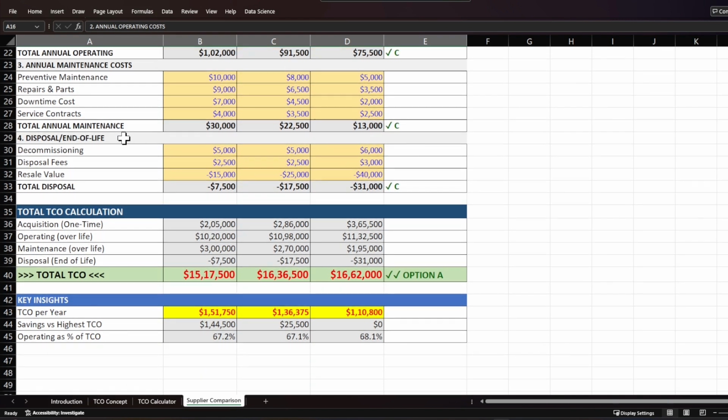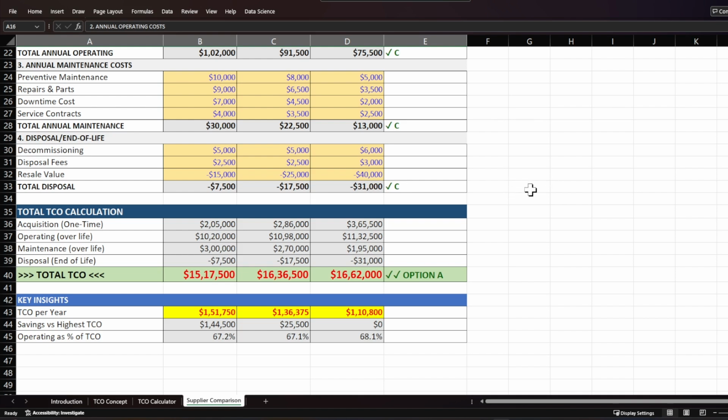Then disposal and end of life. Again, because the premium supplier is giving a quality product, it will have a higher resale value, but the disposal fee might be larger as well. Even the decommissioning fee will be higher. But still, because of the higher resale value, which is a negative cost or a profit to the owner, the total disposal cost comes to around minus 31,000 for C. So C is the clear winner here.